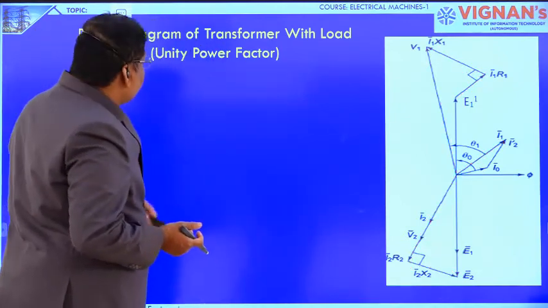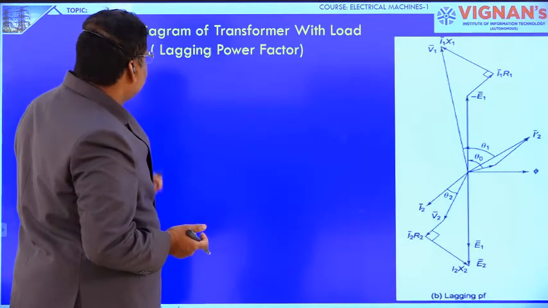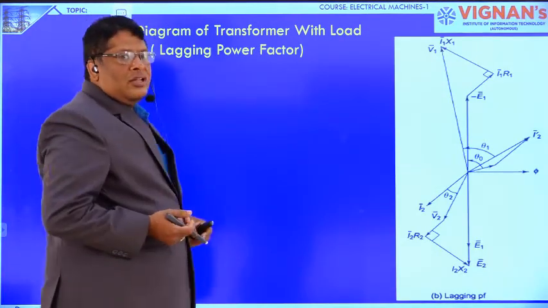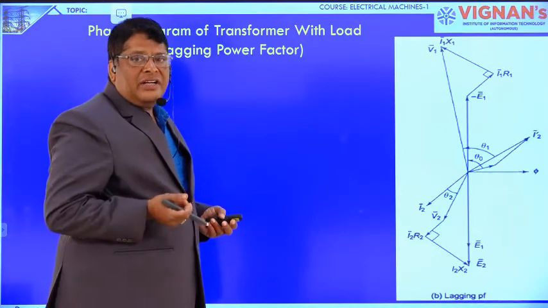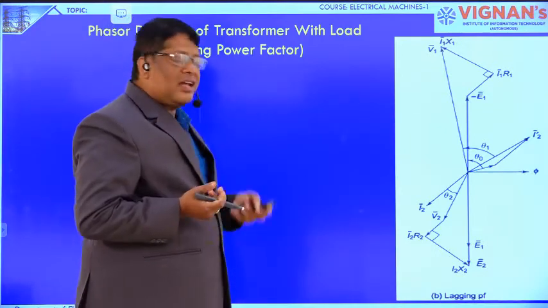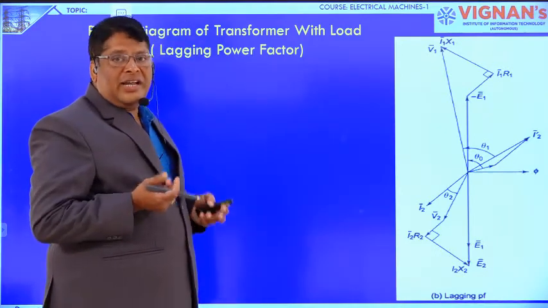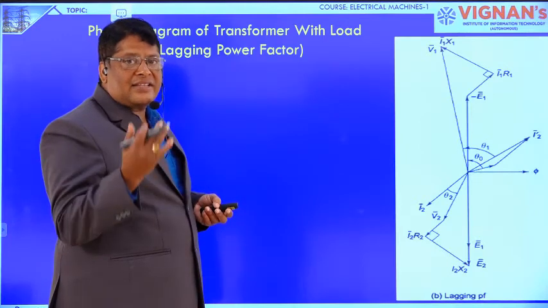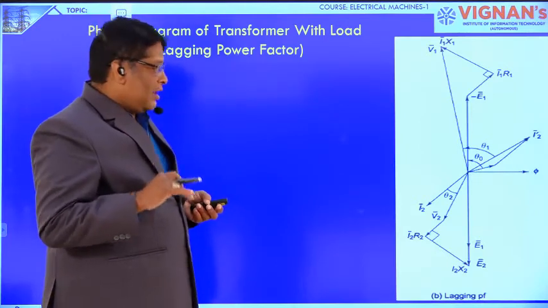Now next we are going to see the lagging load. Examples of lagging loads are fans and induction motors. All those come under lagging loads only. They have some amount of inductance, so the current lags the voltage by some angle.